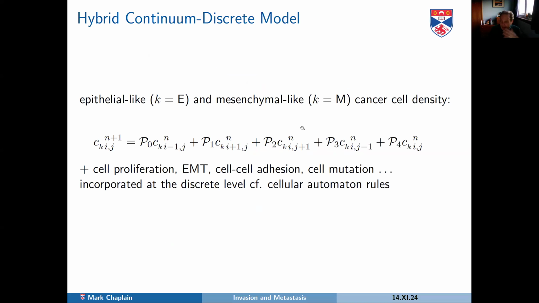So we now discretize the two cancer cell types. We have a discrete system for the epithelial cells and a discrete system for the mesenchymal cells. And then once again, at the discrete level, we add in these cellular automata-like rules for the cells. So we allow the epithelial cells to proliferate, for example, and the mesenchymal cells not to proliferate, or to proliferate very, very slowly. We allow the epithelial cells to migrate, but very, very slowly via haptotaxis, whereas the mesenchymal cells interact strongly via haptotaxis. And so we add in the discrete rules as in our original model.